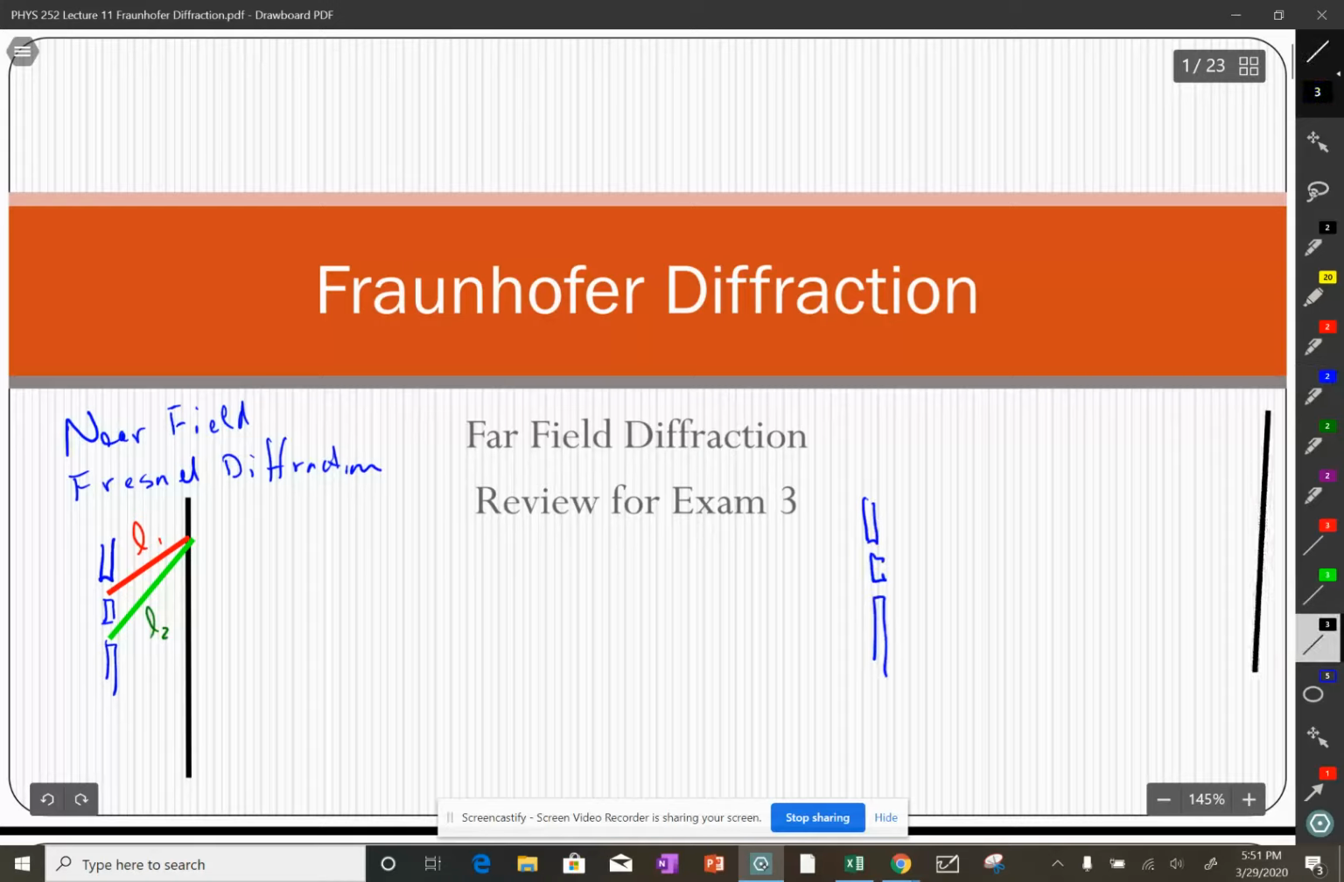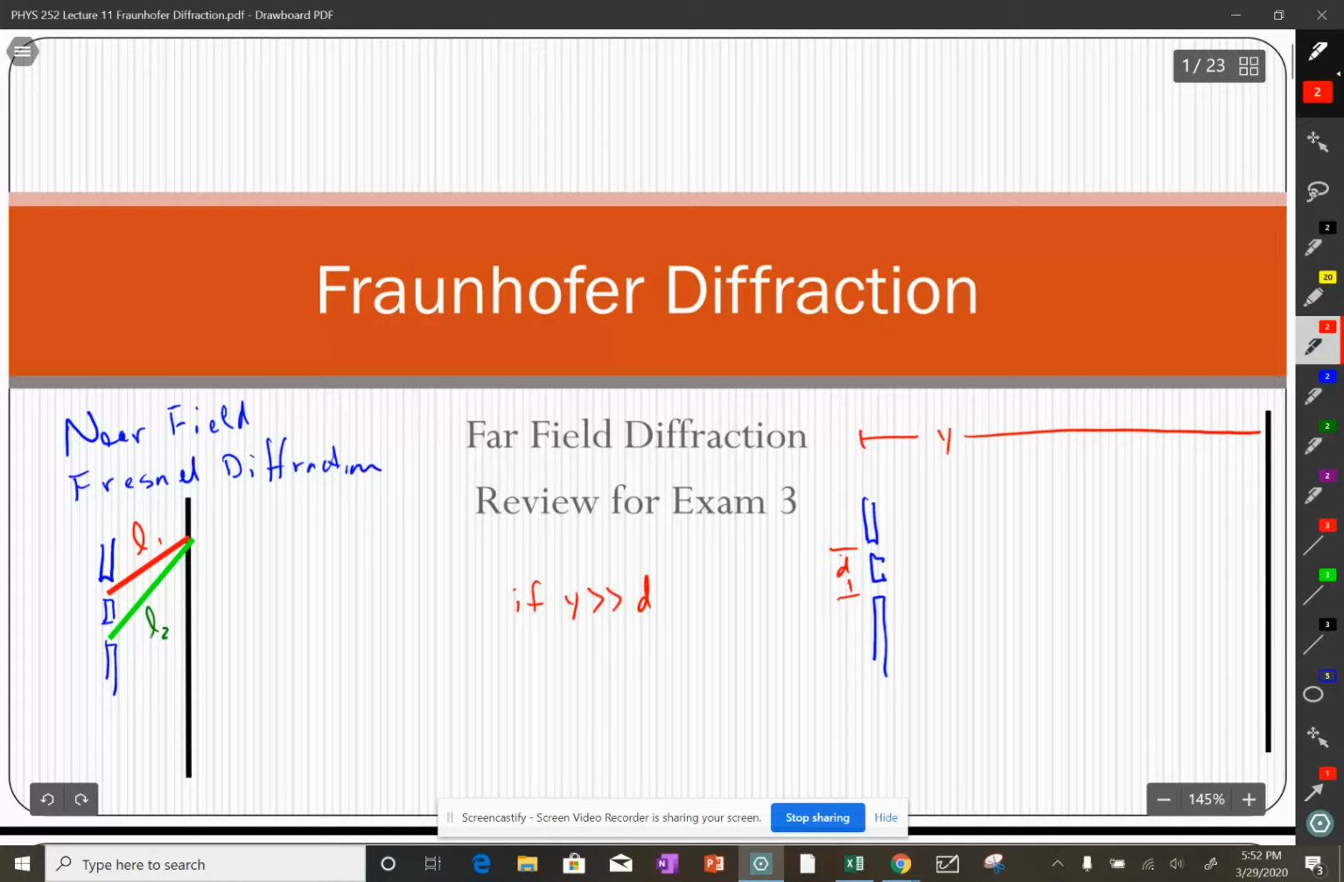So I draw the screen, I have to put the screen on the picture. But if the screen has the distance between the slits and the screen, which I'll call Y, and the separation between the slits, which we call lowercase d, and if Y is much, much greater than d, then if I draw those same lines, now in my picture, it doesn't look like it because I can't draw a picture where the Y is much, much greater than d.